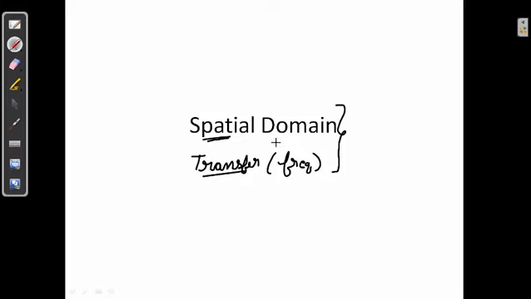Hello? Yes, sir. Okay. So the first chapter would be regarding the spatial domain, and the second chapter would be regarding the frequency domain or transfer domain. First, let us consider the first chapter, which is spatial domain.